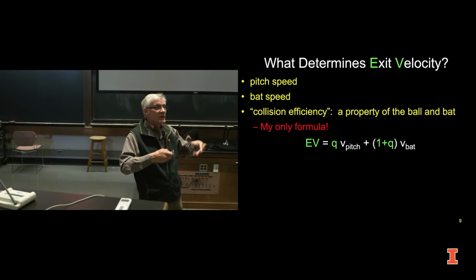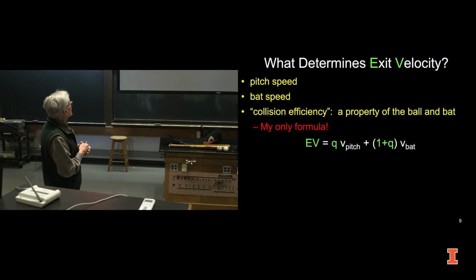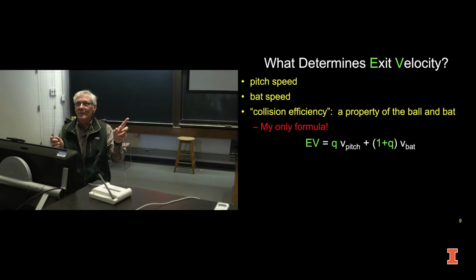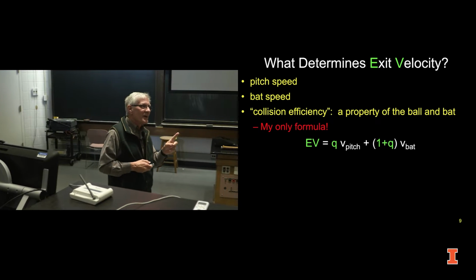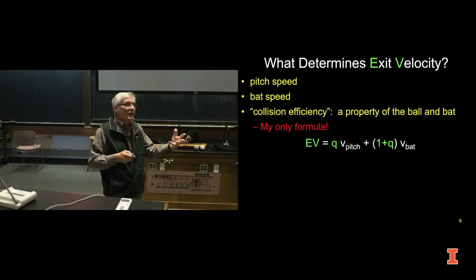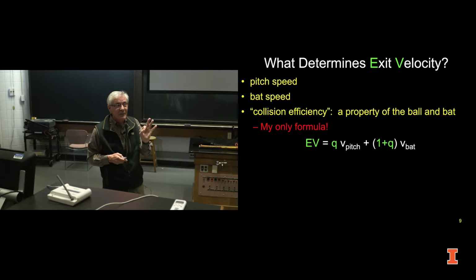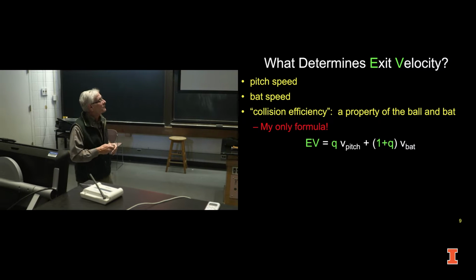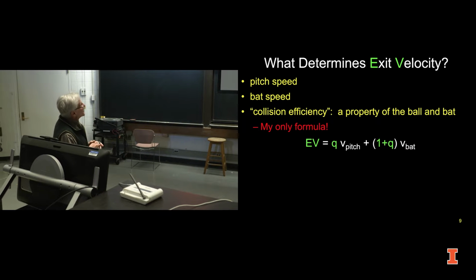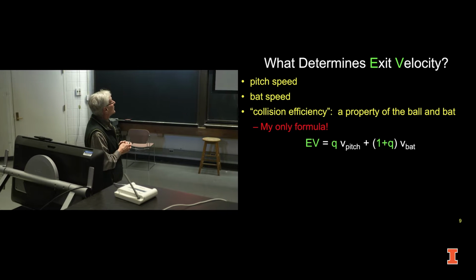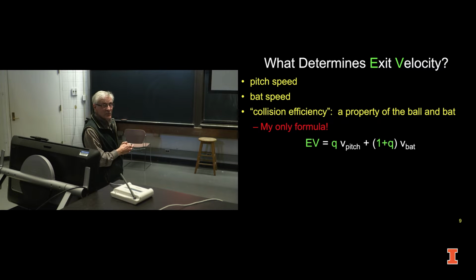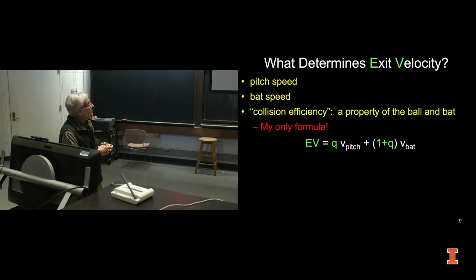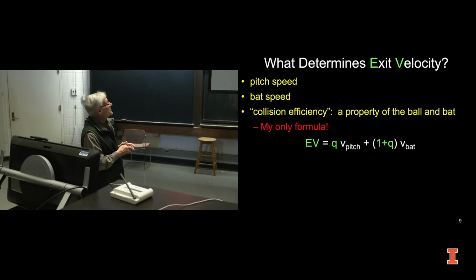What parameters of the collision? And there are 3 overall parameters, and this is the only formula you're going to see in this talk, okay? And one of the great things about that Adair book, the one I first read, is there's barely any formulas in that. There's a lot of wisdom in it, but very few formulas. You don't need formulas. But this is a useful one. Pitch speed, bat speed, and something called the collision efficiency. So exit velocity equals the collision efficiency times the pitch speed plus 1 plus the collision efficiency times the bat speed.